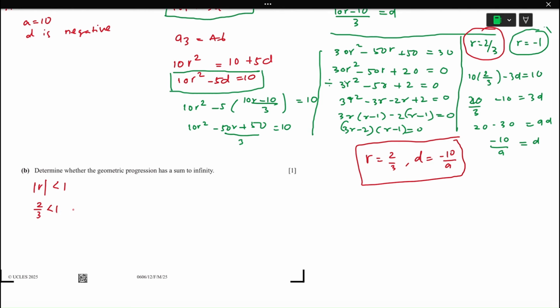So next, the sum of infinity formula, the formula sheet will be given. So a by 1 minus r, where r is less than 1. This condition is satisfied, so just apply the values here. So 10 by 1 minus 2 by 3, which is 10 by, take LCM, 3 minus 2, 1 by 3, which is equal to 30. So the sum of infinity exists, and the value is 30.